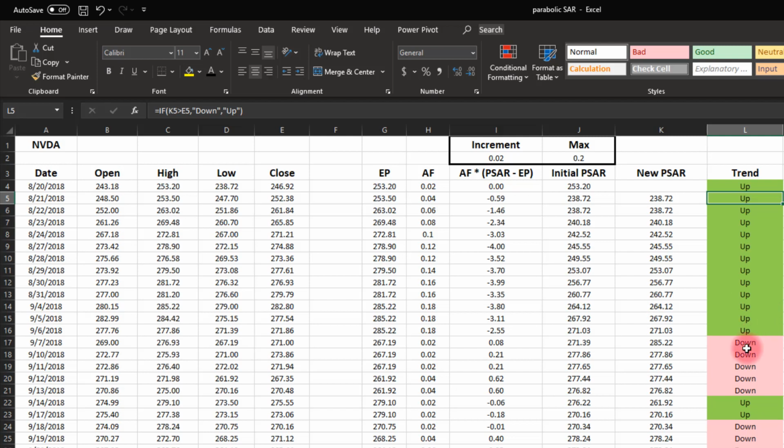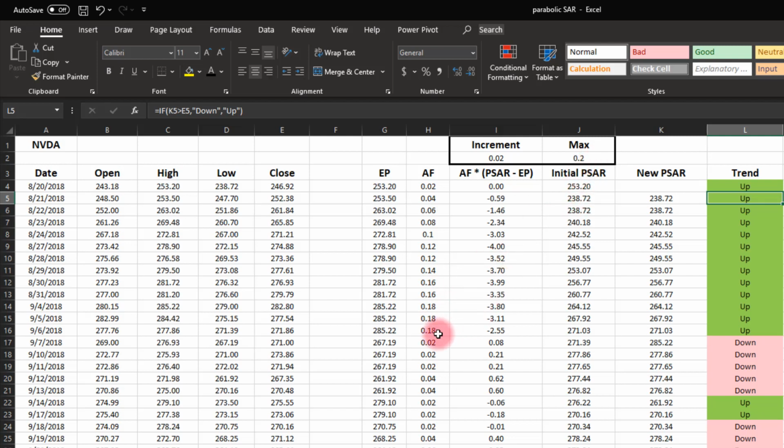Now let's take a look at some other interesting things here. The acceleration factor, notice that we went 0.02 and then 0.04. Why? Because we hit a new extreme point. Then we went from 253.50 to 263.02. We increased by 0.02 again. Then we increased to 269.48. We increase again. And then we go 0.10, 0.12, 0.14, 0.16, 0.18, and we never hit 0.2. That's the maximum up here.